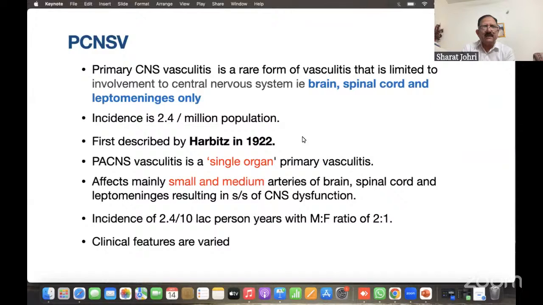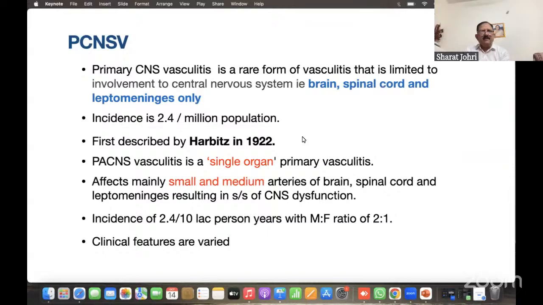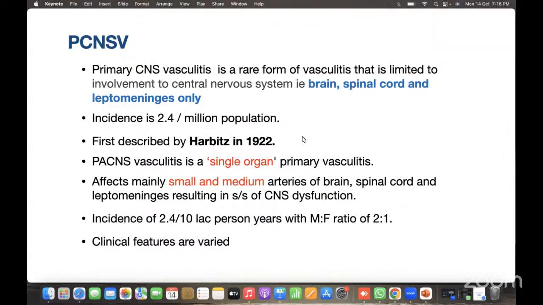Primary CNS vasculitis is a rare form of vasculitis that is limited to involvement of the central nervous system, that is brain, spinal cord, and leptomeninges only. No other organ is involved in this form of vasculitis. The incidence is reported to be 2.4 per million population. It was first described by Harbitz in 1922, and this is a single organ vasculitis, as I told earlier.